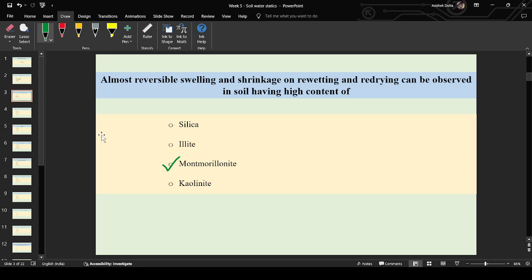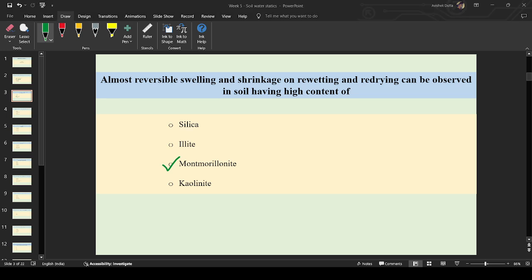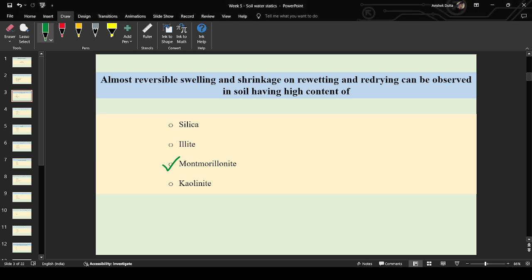Now next question. Sir, here the question says reversible. Yes, almost reversible. But how many cycles is it reversible, sir? Actually, when you go for drying, wetting, like that. Normally, practically we have two seasons in our country, summer and winter. But in the laboratory, we can make as many reversible cycles as possible. That's why it is said almost reversible.